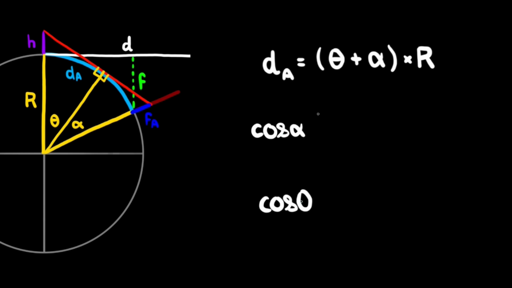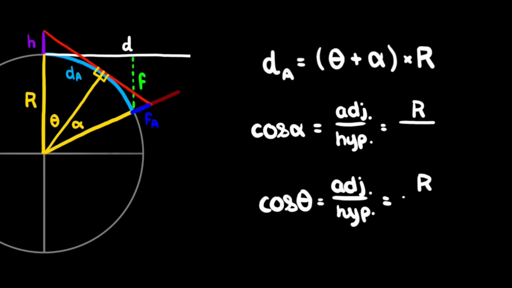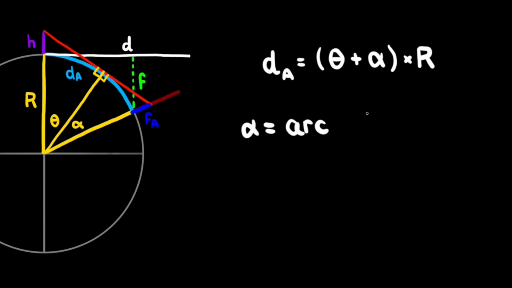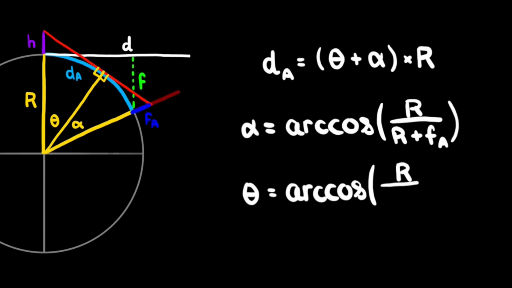The length of an arc, in this case dA, is given by the total angle, theta plus alpha, multiplied by the radius, in this case the radius of Earth, where the angles are measured in radians. 2 pi times r would be the entire circumference of Earth. Now, for any right-angled triangle, the cosine of the angle is the adjacent side divided by the hypotenuse. We can do this for both triangles. Take the inverse to get the expressions for the angles and plug them back into the length of an arc.